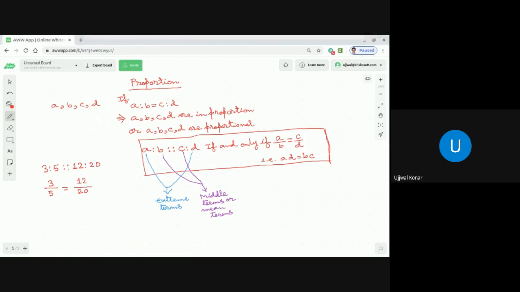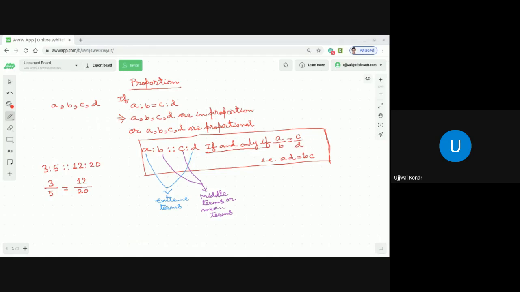In other words, A, B, C, D are in proportion if and only if AD is equal to BC. What is the meaning of if and only if? It means that if A, B, C, D are in proportion, then AD is equal to BC, or if AD is equal to BC, then A, B, C, D are in proportion. Got it? Yes, sir. That is why it is called if and only if.